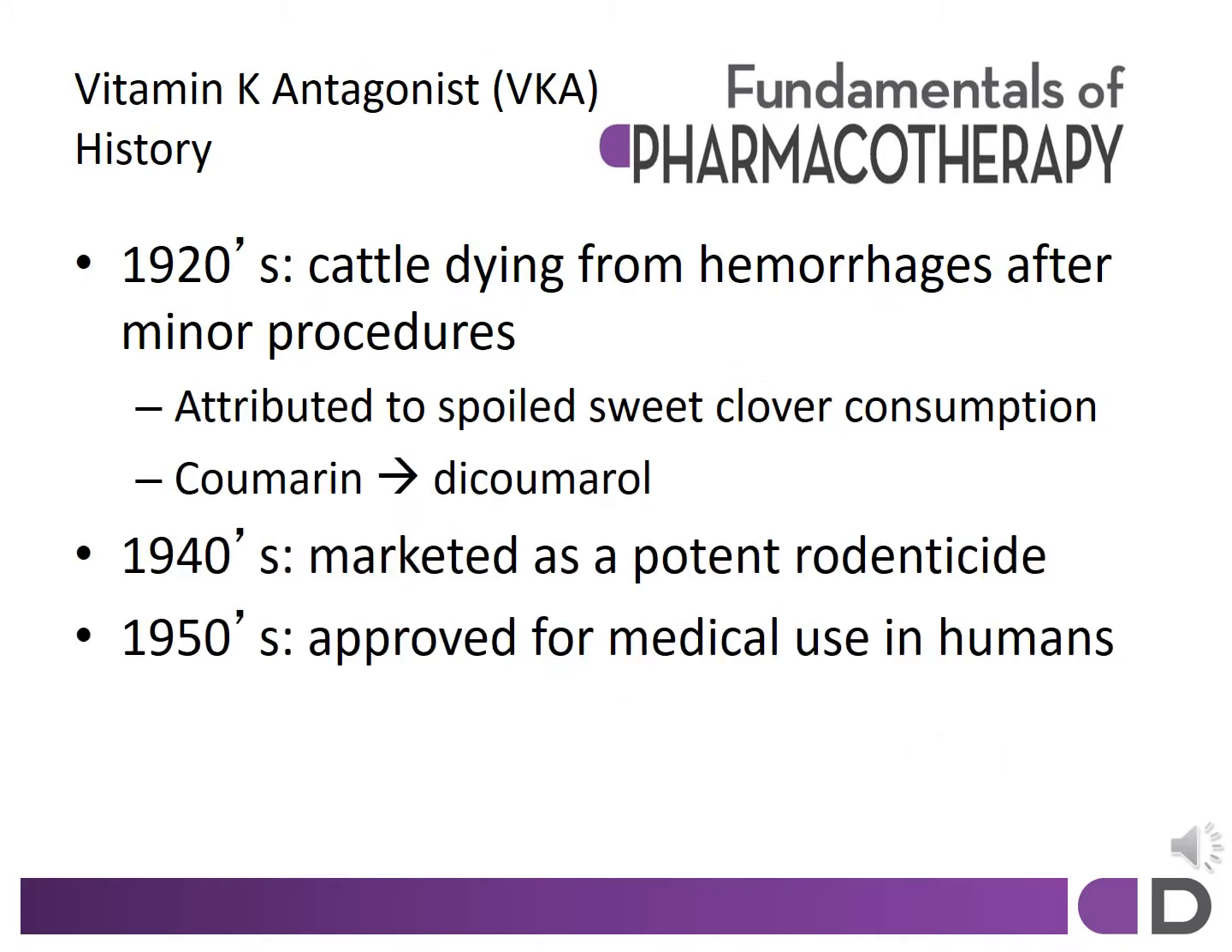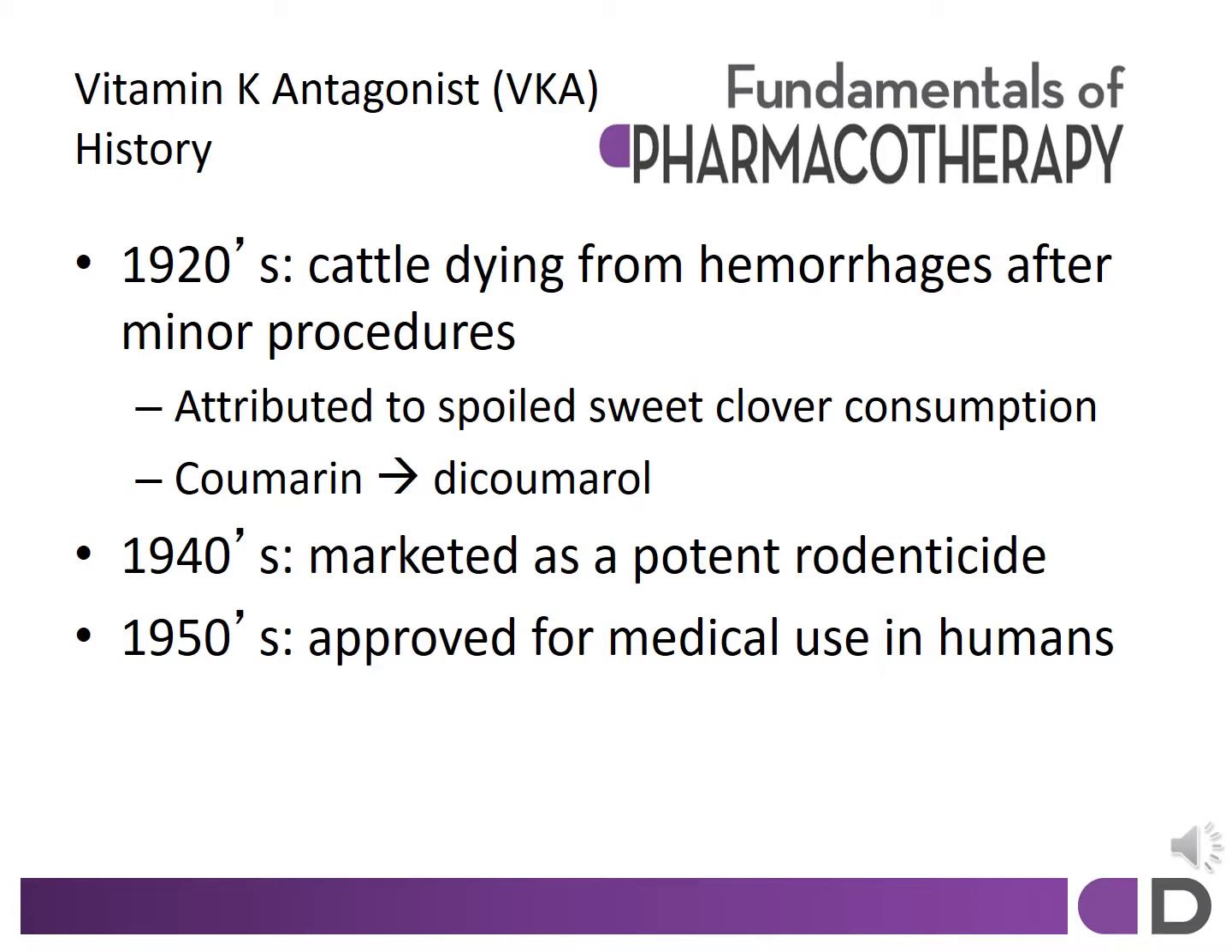So now for a little history lesson. In the 1920s, farmers had noticed that their cattle were dying from hemorrhage after minor procedures. They found out that this bleeding was contributed to by their consumption of spoiled sweet clover. The sweet clover contained a compound called coumarin, which is a natural substance found in many plants, and during the decomposition of the sweet clover, it becomes dicoumarol, which is a naturally occurring anticoagulant.